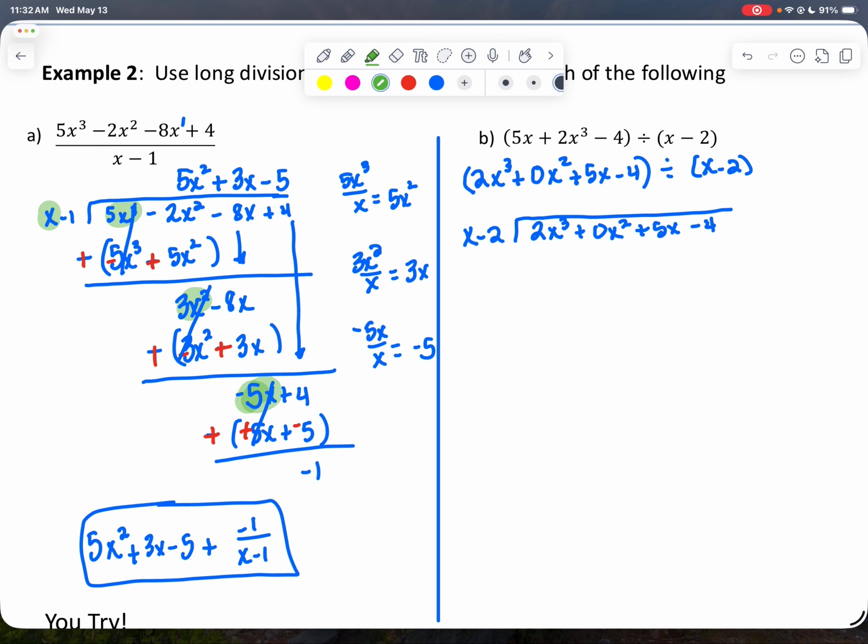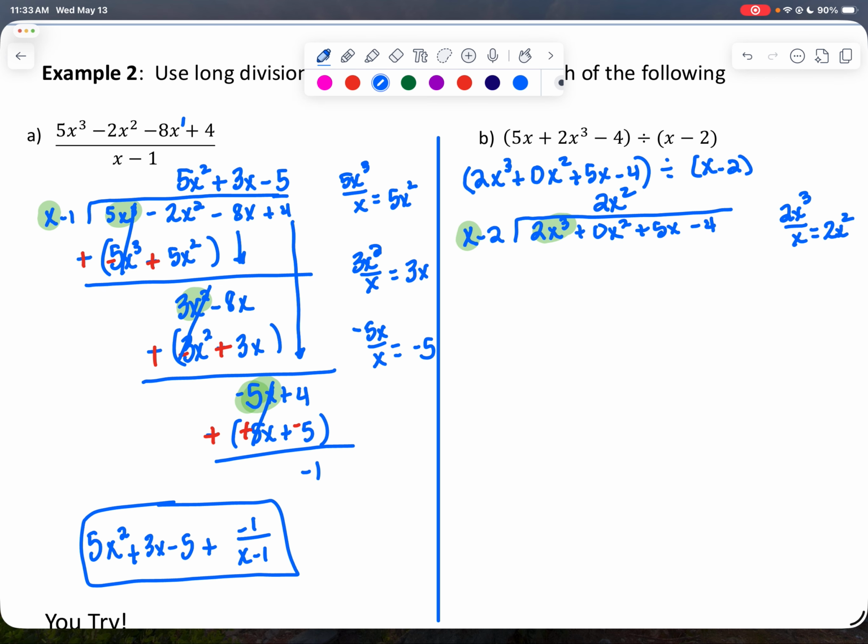All right, we'll do this the same way. We're going to take 2x cubed divided by x. So 2x cubed divided by x would give me 2x squared. So I want to put that over the x squared term. Now, had I not put a 0x squared, I wouldn't have an x squared term in my dividend. So now I know where to put my first quotient, 2x squared.